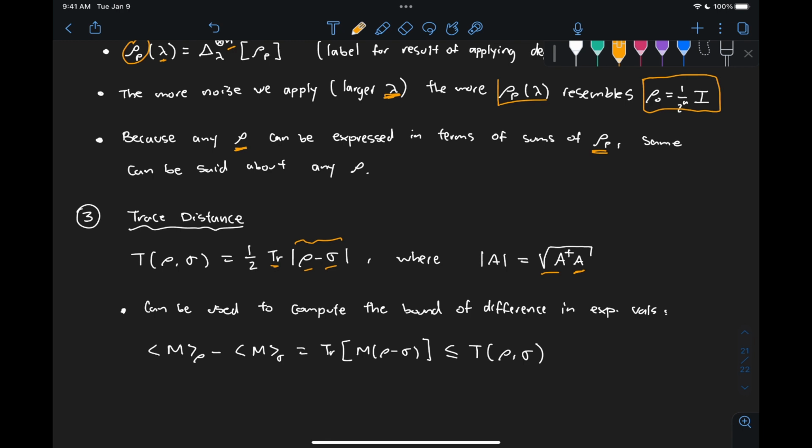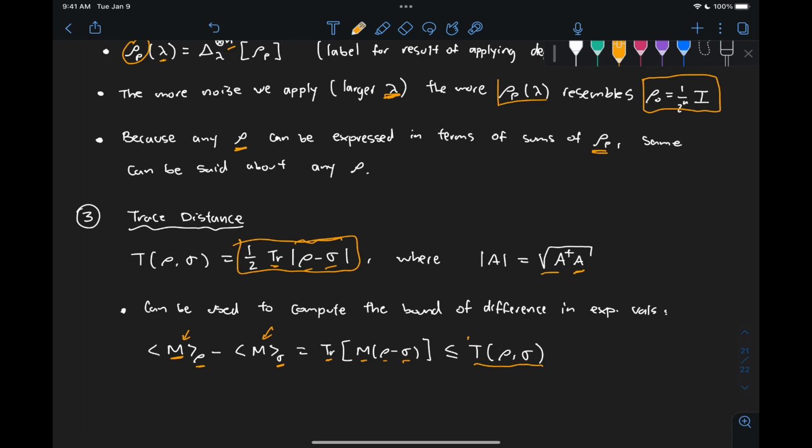So if we take a look at the difference in expectation value of some projective measurement M on density matrix rho and the same measurement on the density matrix sigma, this difference is given by taking the trace of the measurement of the difference of the two. This trace distance bounds that result. So we know for sure that the difference in those measurements is smaller or equal to this trace distance that we can compute using this equation right here.